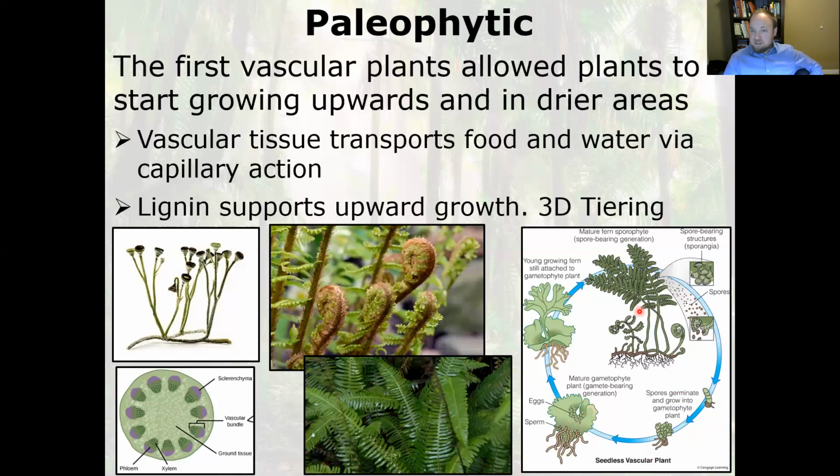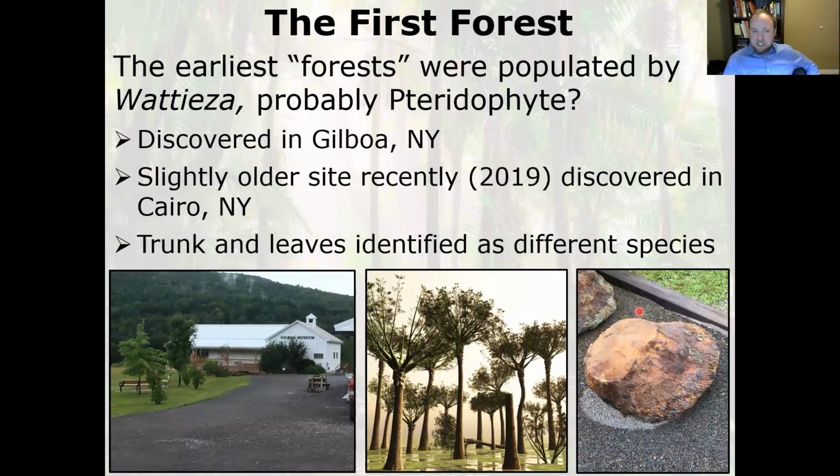You're not going to find ferns in a dry area, but they were able to move a little bit farther inland and exploit a little bit more. And then vascular plants kept developing more and more and more.